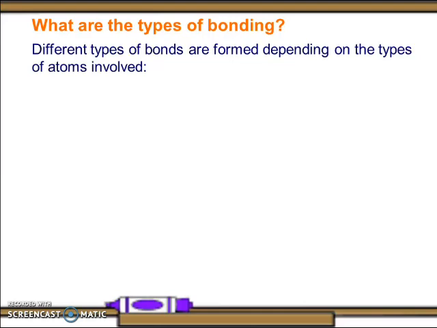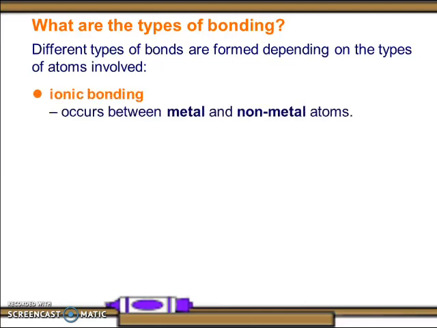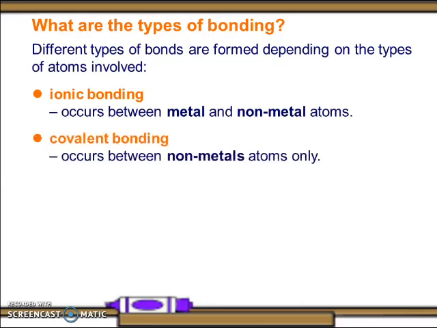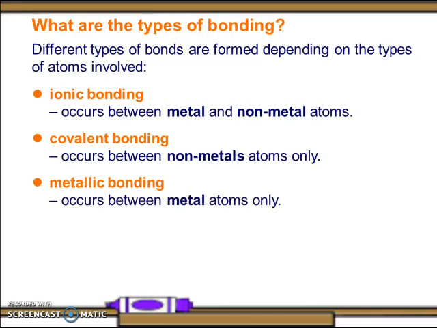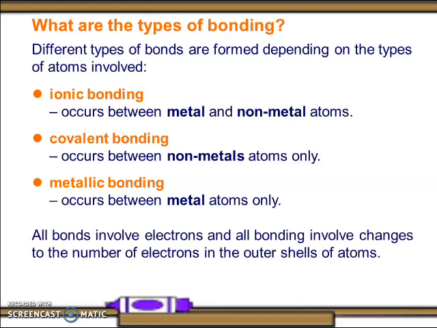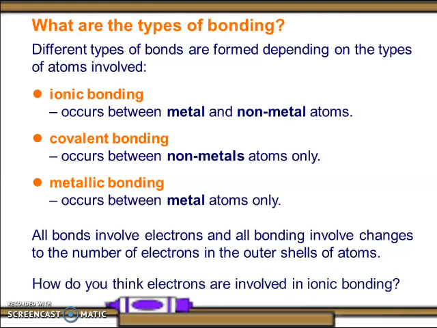What are the types of bonding? Different types of bonds are formed depending on the types of atoms involved. We have ionic bonding. It occurs between metal and nonmetal atoms. Covalent bonding. It occurs between nonmetal atoms only. And metallic bonding. It occurs between metal atoms only. All bonds involve electrons, and all bonding involves changes to the number of electrons in the outer shells of atoms. How do you think electrons are involved in ionic bonding?